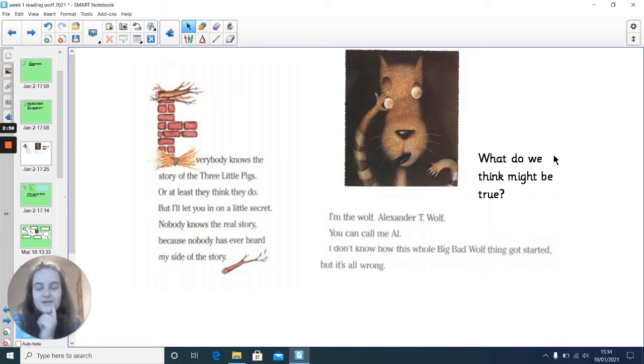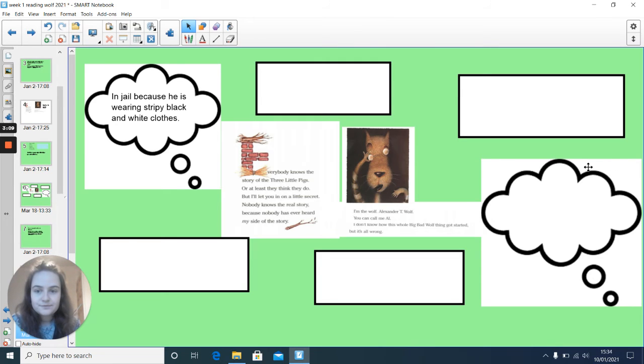So we're going to have a think about this text again and think about what we think might be true, but we're not sure. It doesn't say it for definite, but we think it might be true. Okay, my first one that I've thought about is that I think he might be in jail. And there are a few reasons why I think he might be in jail.